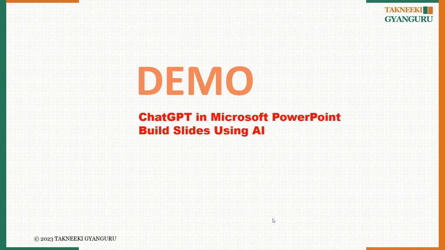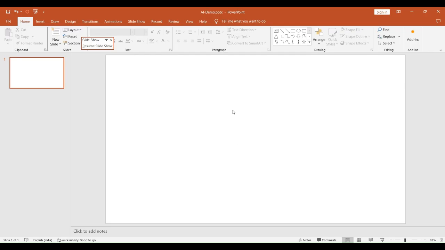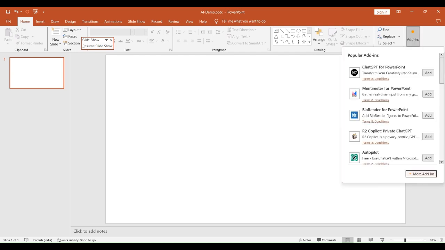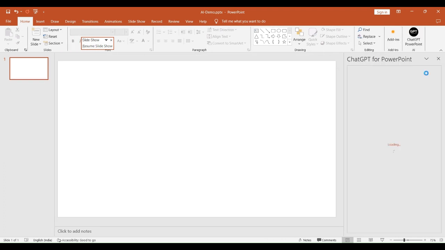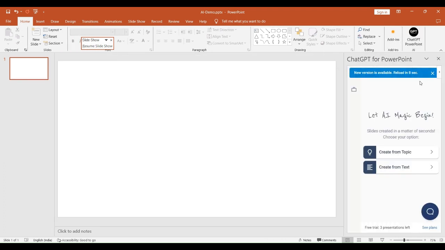So this is time for the demo. Now we are in PowerPoint. To enable the ChatGPT add-in, we need to click on add-ins in the left upper corner. You can see here. Click here, and you can find ChatGPT for PowerPoint. Click add. If you are already logged in with your Microsoft account, it will show you this. Otherwise, it will ask you to log in, right?